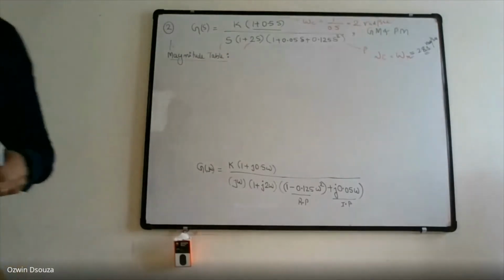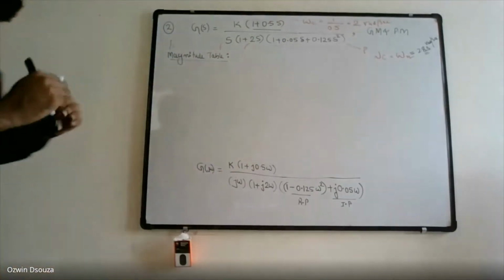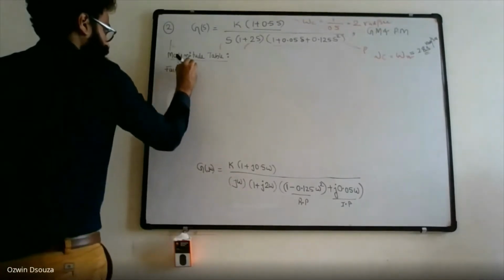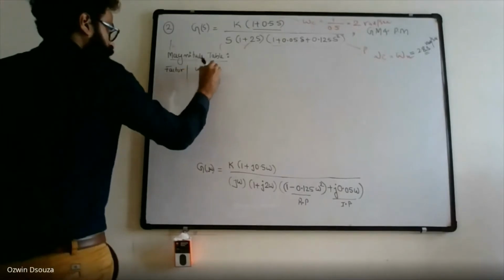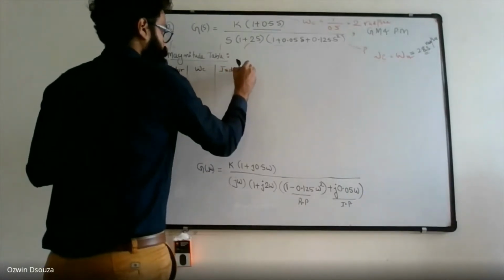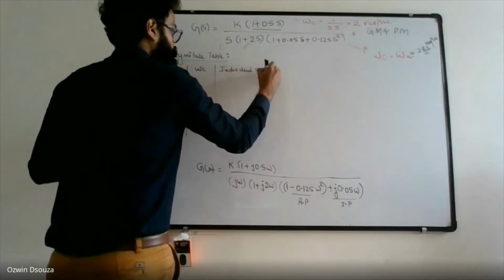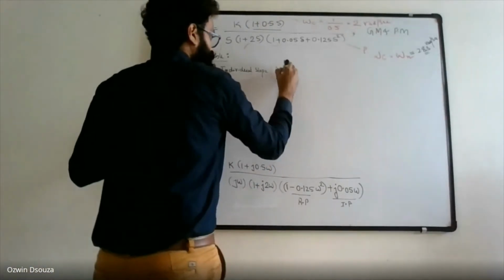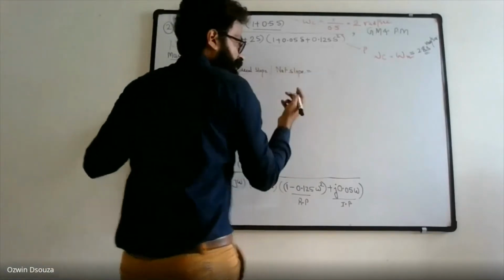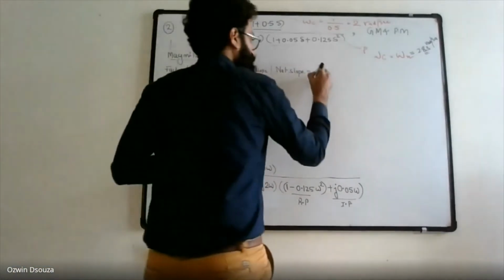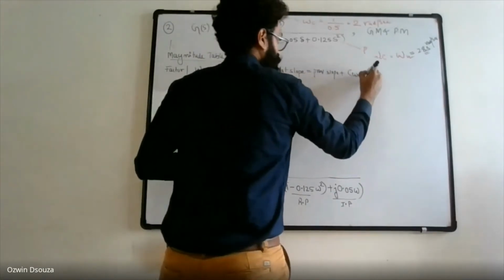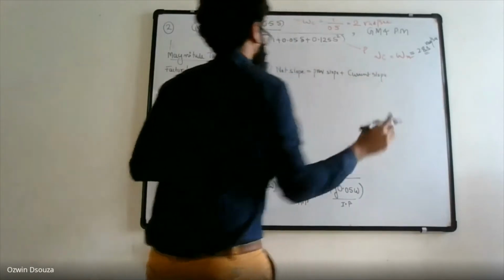Now, while constructing the magnitude table, you have to arrange the factors systematically. So first, let us take the column names as factor, followed by corner frequency, followed by individual slope, and then the net slope. Let me write the equation for net slope. Net slope is the previous slope plus the current slope.